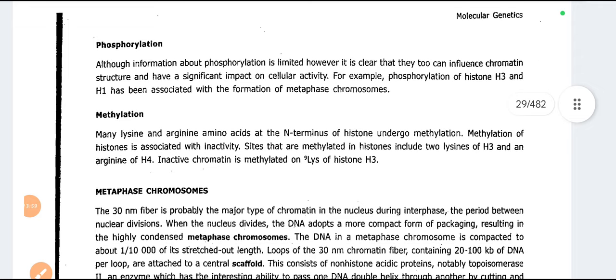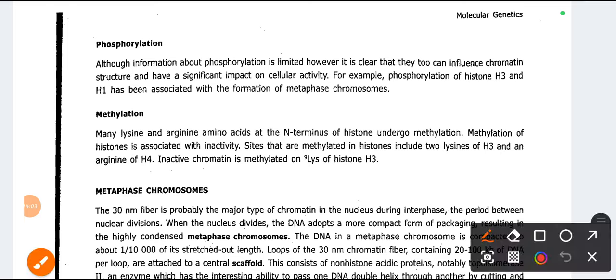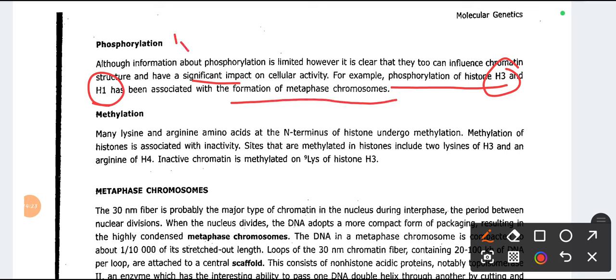Next is phosphorylation. Not much is known about phosphorylation, but it has significant impact. Phosphorylation of histone H3 and H1 has been associated with the formation of the metaphase chromosome. So phosphorylation is seen in H1 and H3.